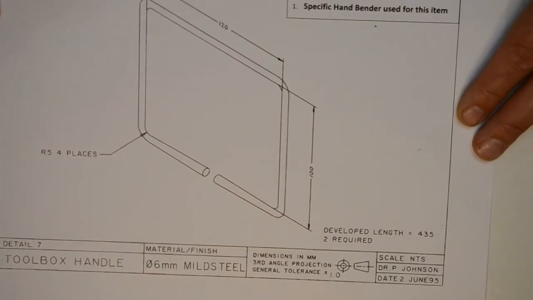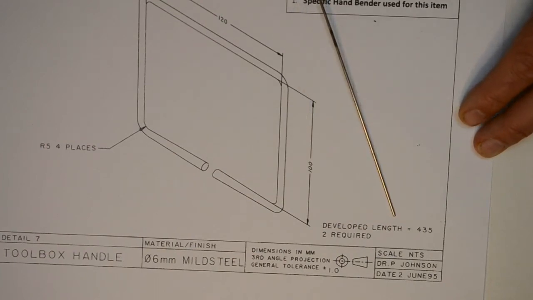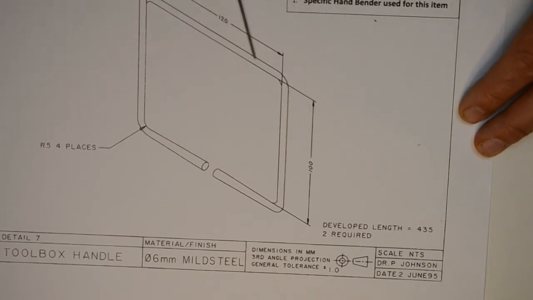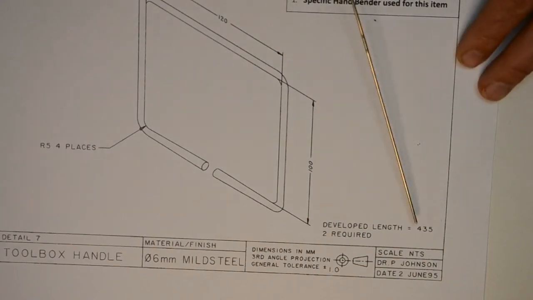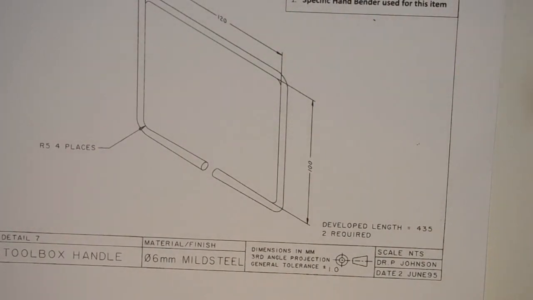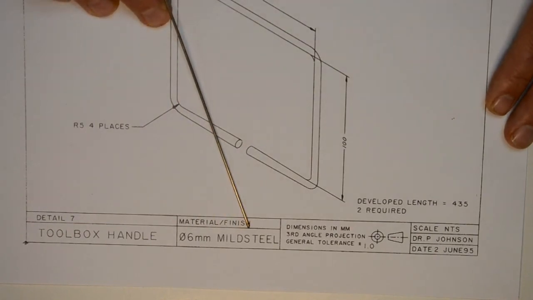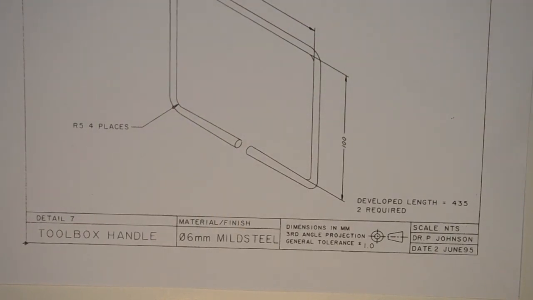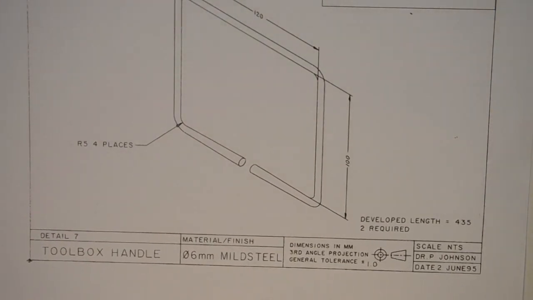Second important piece of information is here, developed length. What that tells you is how long this piece of bar needs to be before we start bending it. So you get the whole piece of bar from the stores and you need to cut 435 millimeters of that bar off for you to then make this finished product. The material, as we can see, is a diameter 6 millimeter mild steel, which tells us it's a mild steel bar. And then we know we can put it in the special machine that you'll be shown how to use.